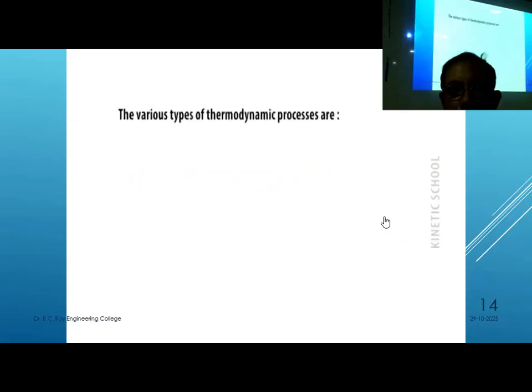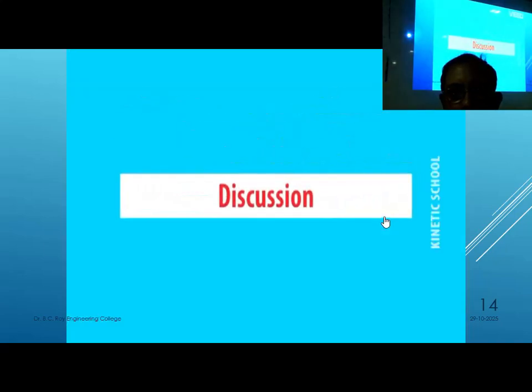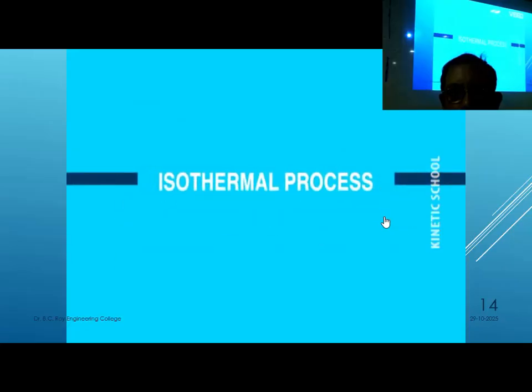The various types of thermodynamic processes are isothermal process, adiabatic process, isochoric process, isobaric process, and cyclic process. Now let's discuss these processes in brief. First one is isothermal process.